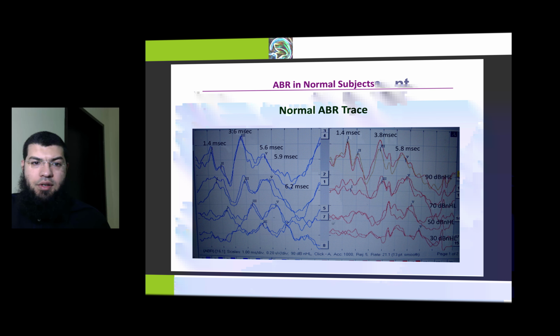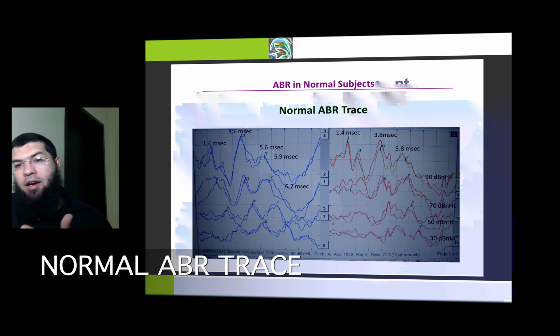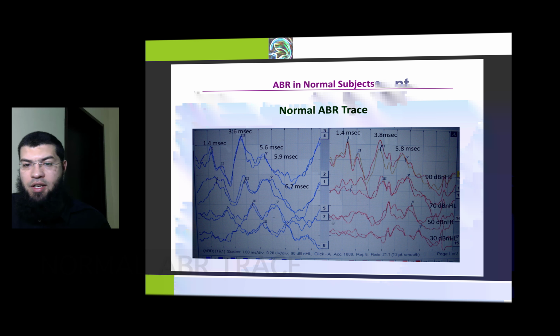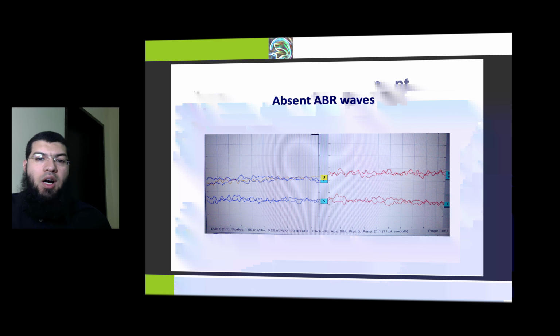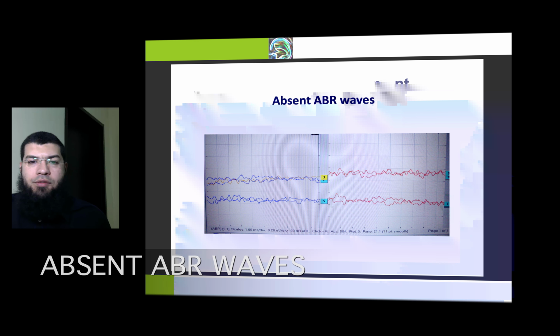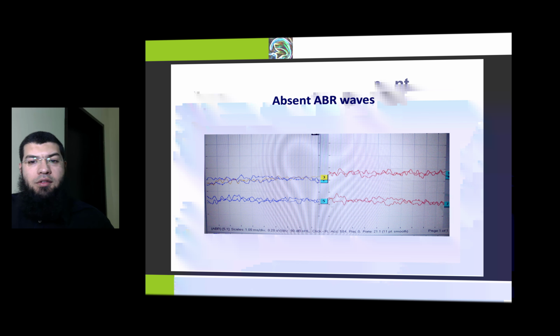ABR trace. This is a normal ABR trace. We can see here identifiable and repeatable ABR waves that could be traced down to 30 decibel nHL, reflecting normal hearing sensitivity in the frequency range 2 to 4 kHz when we are using click ABR. This is absent ABR waves, no ABR waves at the maximal stimulation of 90 decibel nHL, reflecting severe to profound hearing loss in the frequency range 2 to 4 kHz.